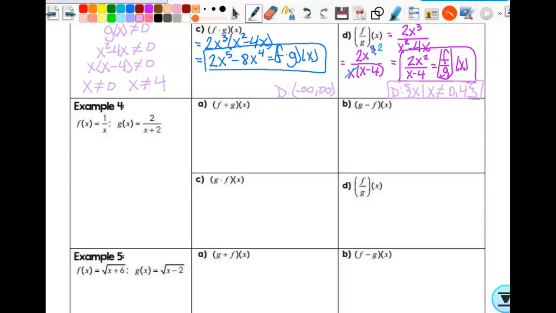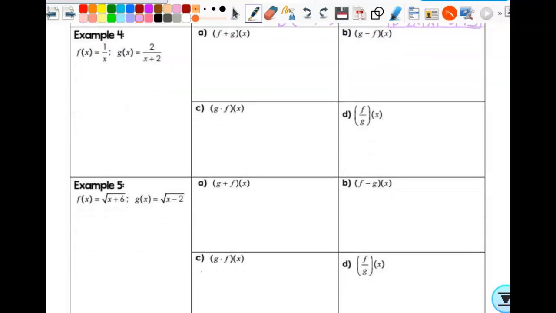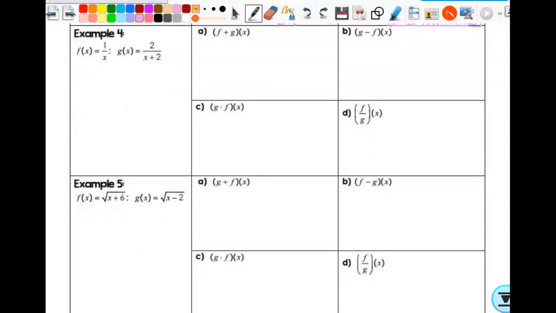On number 4, I do not expect you to know what these graphs look like. Well, you should. They shouldn't be brand new, but we haven't talked about them yet. So it's okay. We're not going to go by the way they look. We're going to go by what we know about the denominators. Would you say that the domains of either one of these is going to be all real numbers? No. What do you know for sure in this one that x cannot equal?